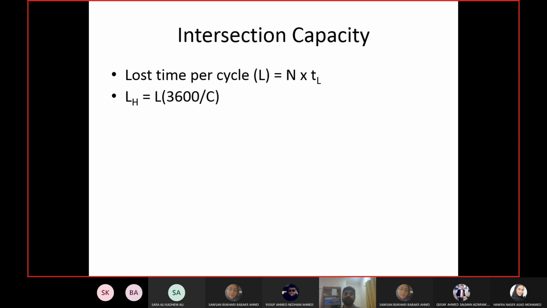Then I will calculate the lost time in 1 hour. I will take capital L, which is the lost time in 1 cycle, and multiply it with this ratio. What will this ratio give me? I have just done it in the previous example as well. 3600 upon capital C, where C is the cycle length. So 3600 upon cycle length gives me what? I just did it in the last example.